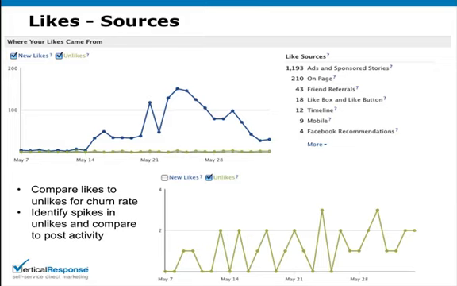But I think even more importantly is unchecking that new likes box and looking at unlikes. What is possibly causing people to leave? Are you seeing a big spike in unlikes when you post more than usual on a particular day? Maybe your posting frequency can be adjusted based on that. You can also compare likes to unlikes to see what your churn rate is, and that's another metric that Facebook isn't directly giving you, but that you can back out of. And if I can keep my churn rate down, then a couple of unlikes here and there, I shouldn't take personally.